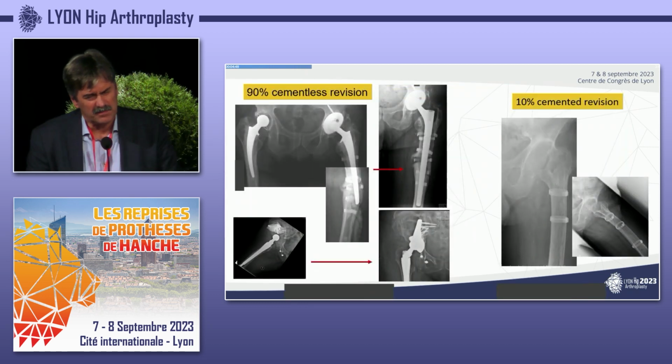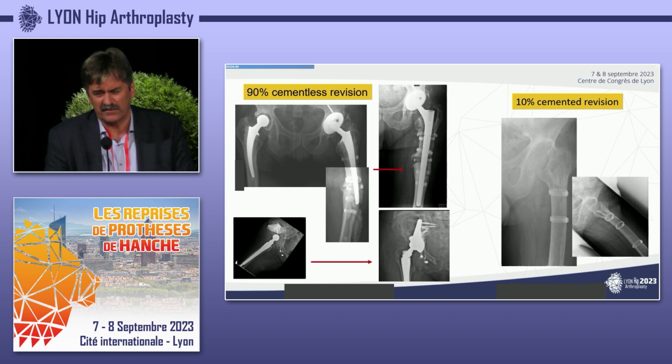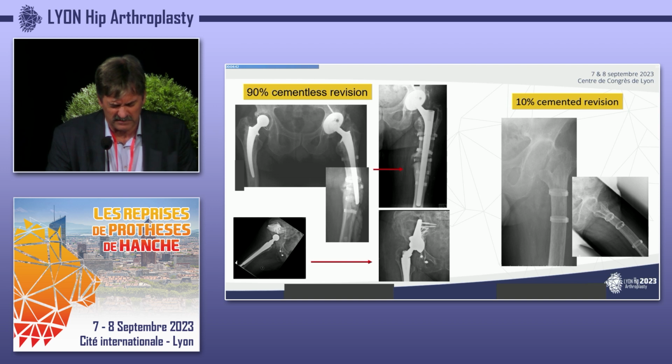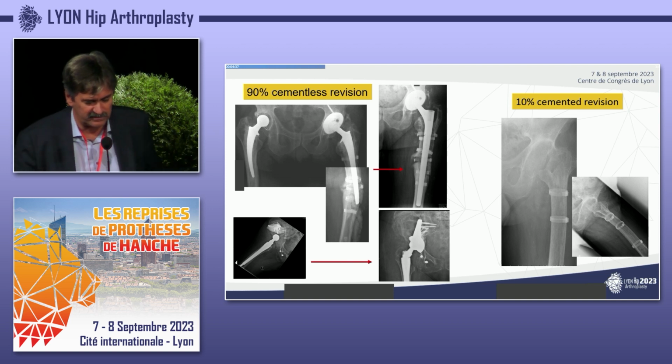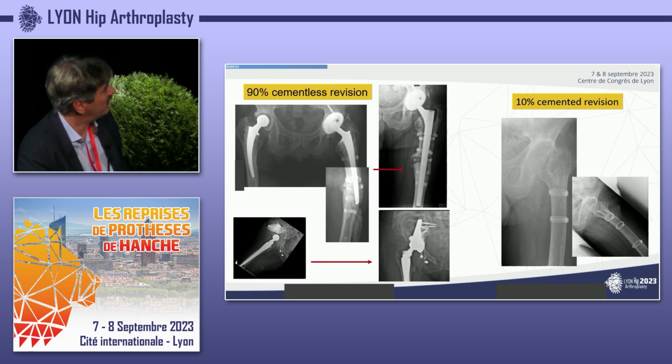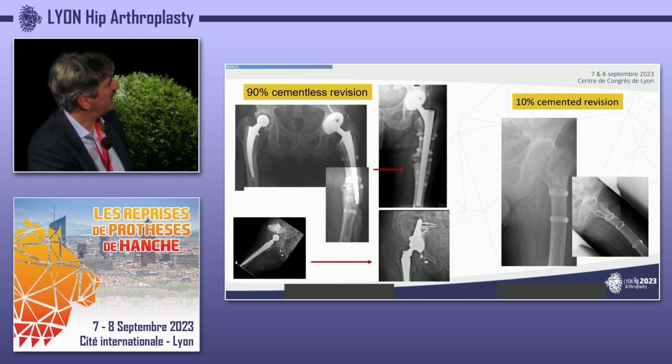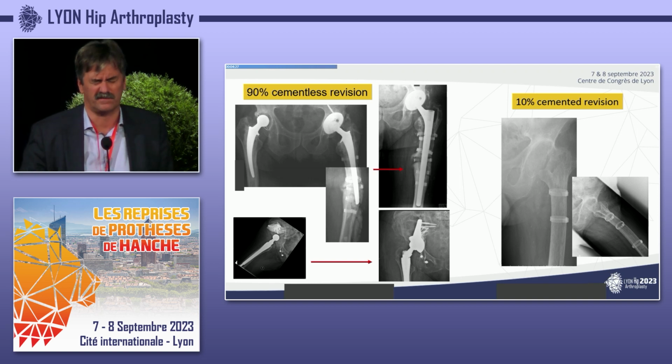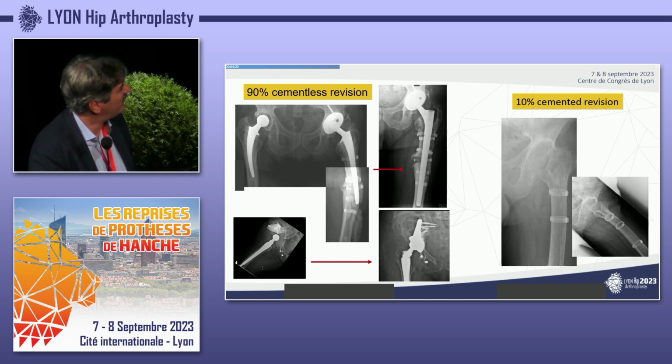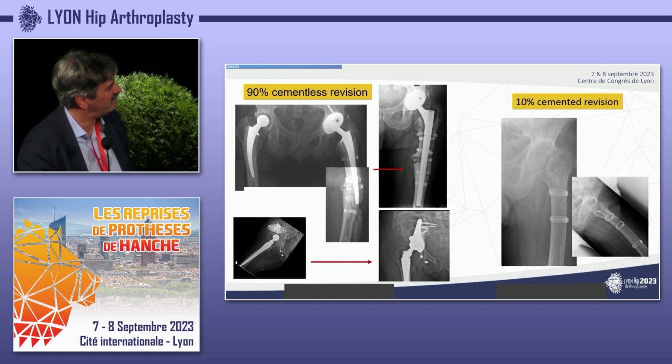Revisions, so I was a little bit surprised. I expected we revise more cementless, but we analyzed the data for the last 2 years. Yes, we do 90% cementless revisions, but we also do 10% cemented ones. This is a typical case where we go for a cementless revision. As long as the isthmus is still intact, we go for a cementless stem. Whenever the isthmus has disappeared, we start the discussion.